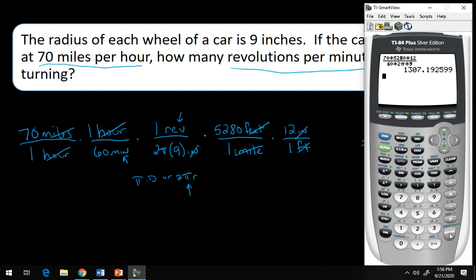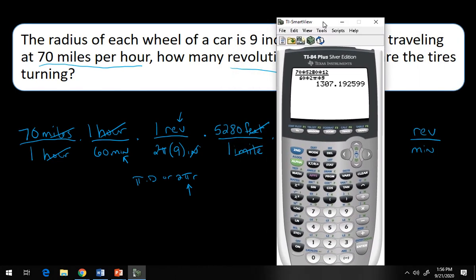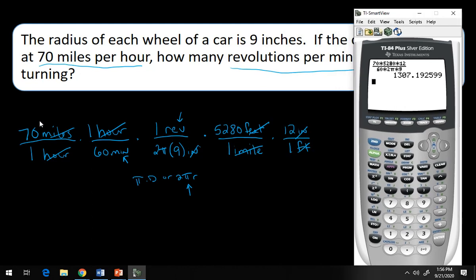And then there's my answer, that how many revolutions per minute for a car tire is going to wind up being 1,307.193. So that winds up being our answer for all of our conversions here. Okay, let's do another one.